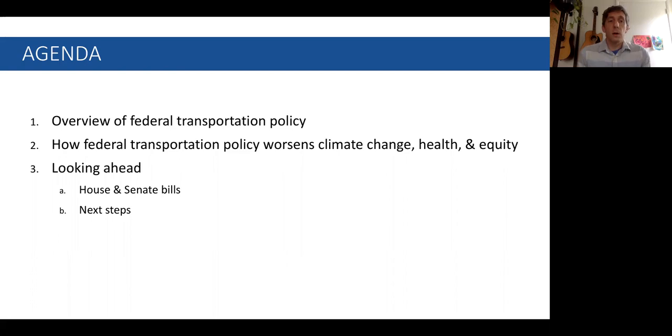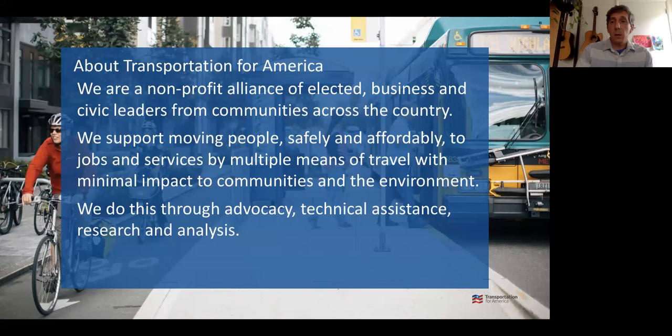Next slide, please. So briefly about Transportation for America. We are a nonprofit alliance of elected, business, and civic leaders from communities across the country. We support moving people safely and affordably to jobs and services by multiple means of travel with minimal impact to communities and the environment. And we do this through advocacy, technical assistance, research, and analysis. And we're part of a broader parent organization called Smart Growth America.